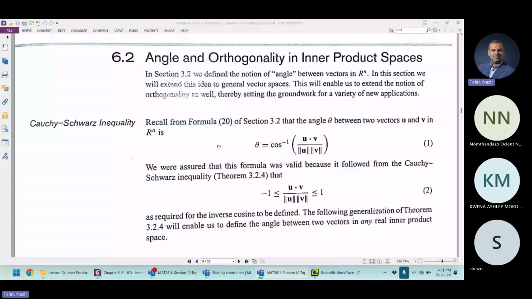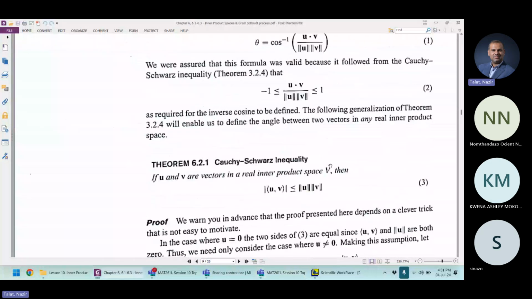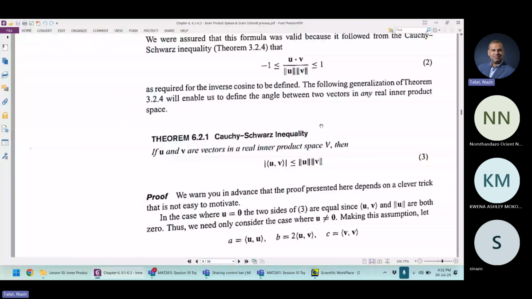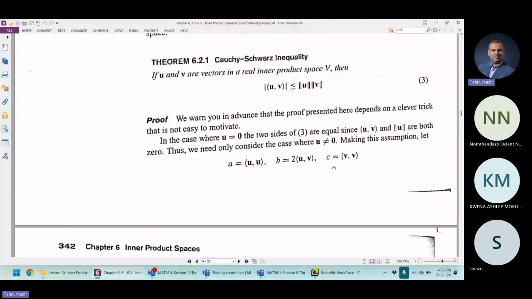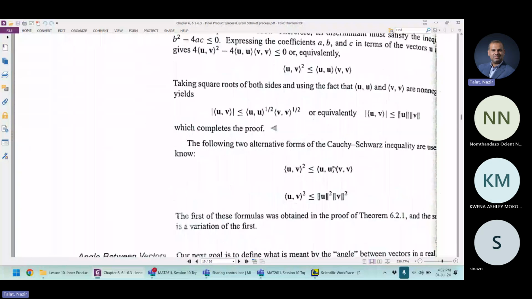The interesting thing is that this satisfies one inequality, which is called the Cauchy-Schwarz inequality. This is very useful in calculating some equations. It says the absolute value of the inner product of u with v is always less than or equal to the norm of u multiplied by the norm of v. This is called the Cauchy-Schwarz inequality, and here we have some examples regarding that.